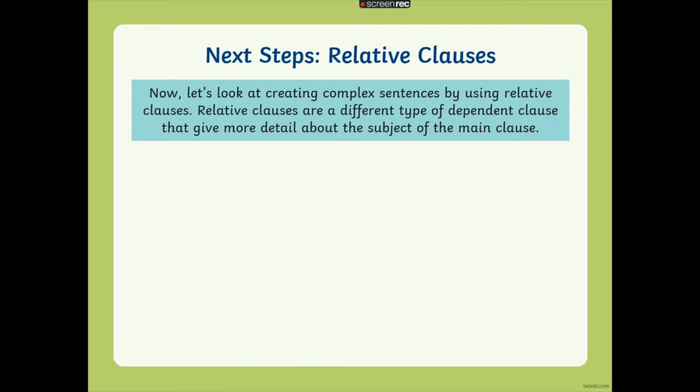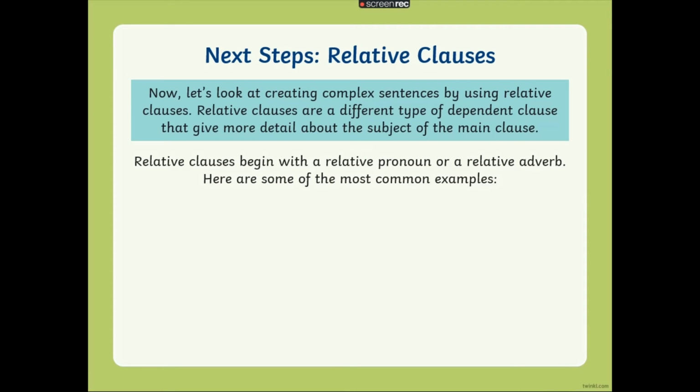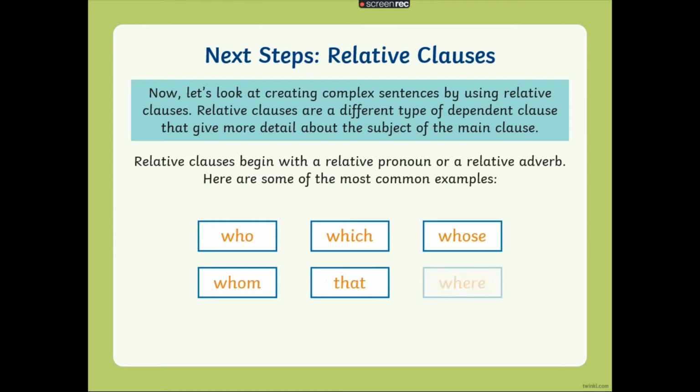Now, let's look at creating complex sentences by using relative clauses. These are slightly different, and we'll go through that in a little bit more detail in a second. Relative clauses are a different type of dependent clause that give more detail about the subject of the main clause. Relative clauses begin with a relative pronoun or a relative adverb. Here are some of the most common examples: who, which, whose, when, that, and where. Notice a lot of them begin with a WH.